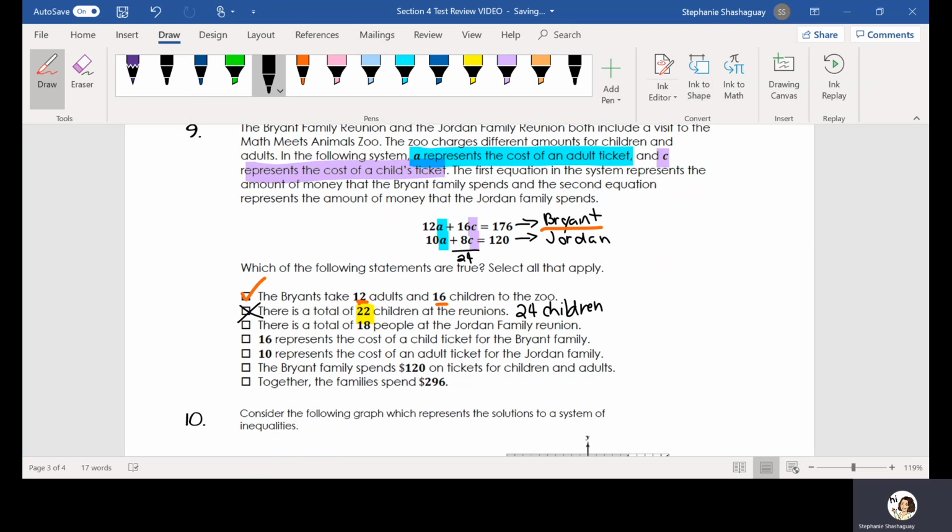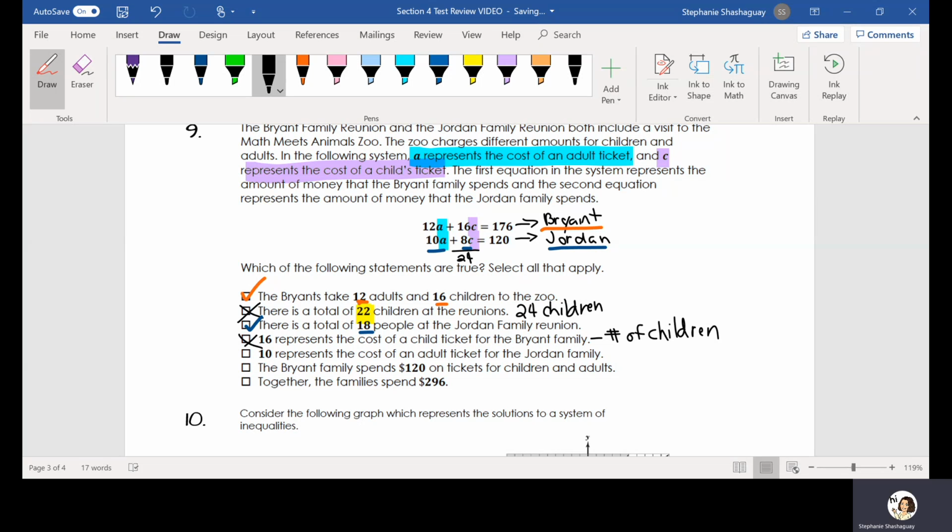Okay. There is a total of 18 people at the Jordan family reunion. So the Jordan family, this one is 10 plus 8, 18 people. Yes, that is true. Saying 16 represents the cost of a child ticket for the Bryant family. No, the 16 represents the number of children, not the cost of children.